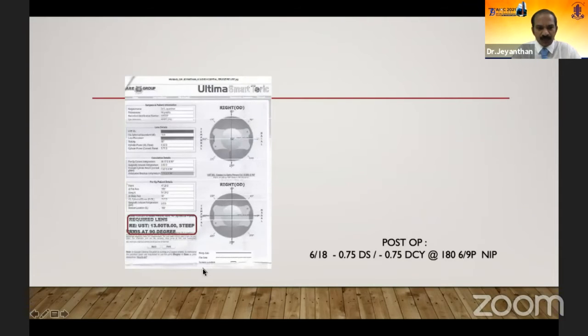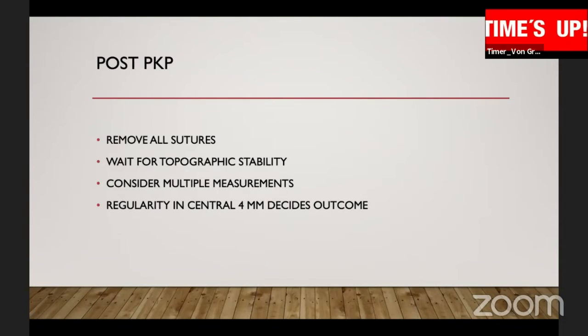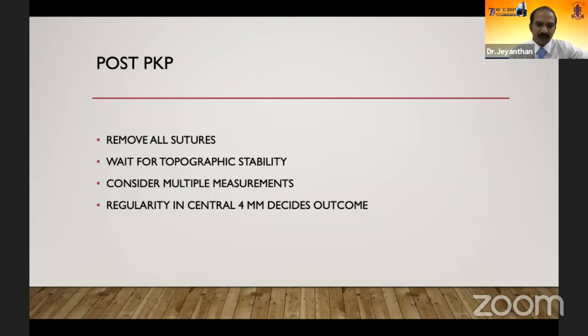So the values were inputted and a customized IOL was implanted. As you can see here, the model was T8 and the IOL power was 13.5. We expected a slight myopic shift postoperatively, as we don't want the patient to have hyperopia. As expected, the patient had a good visual acuity with a 0.75 sphere and a 0.75 cylinder postoperatively, improving to 6/9. The point to remember in PK is to remove all the sutures, wait for topographic stability, consider multiple measurements, and regularity in the central 4 millimeters of the cornea decides the outcome in these patients.